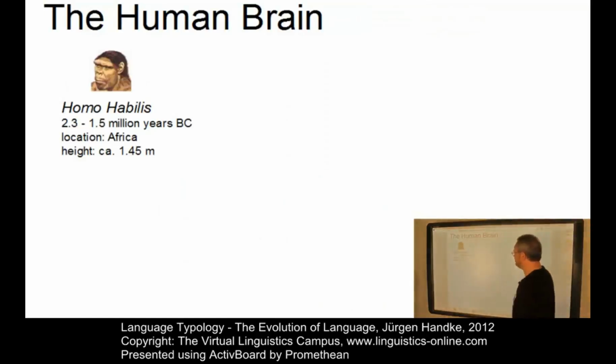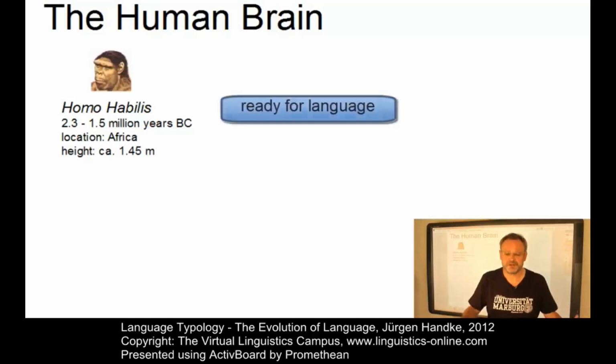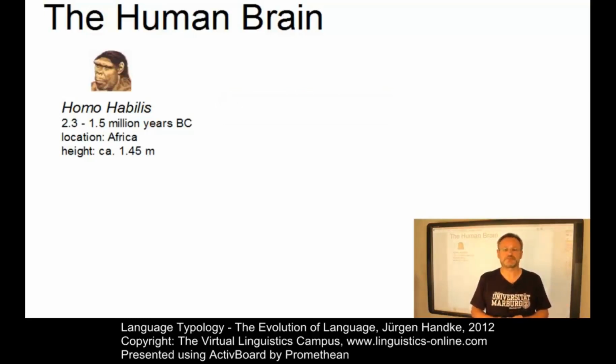The investigation of hominid skulls has shown that as early as Homo habilis, who was around from 2.3 million years before Christ onwards, all these centers were relatively well developed. Thus, the brain of Homo habilis was ready for the cognitive foundations of some sort of language.